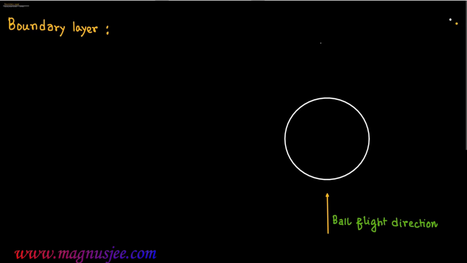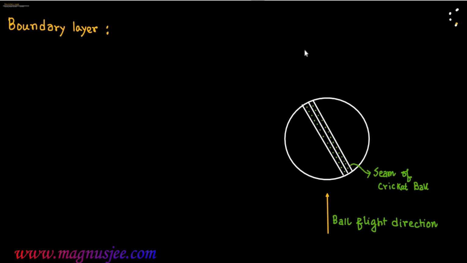Now we can denote the seam of the cricket ball. In this case, the seam of the cricket ball is angled towards the first slip fielder of a right-handed batsman. This is the seam, which is angled towards the outward end of the right-handed batsman.